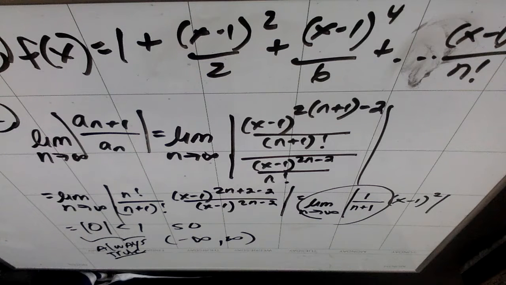It turns out that when I do this ratio test, I get 0 is less than 1, which is true no matter what x I pick. 0 is always less than 1. So my answer is negative infinity to infinity. There's no need to test the endpoints because, again, it converges for literally everything.